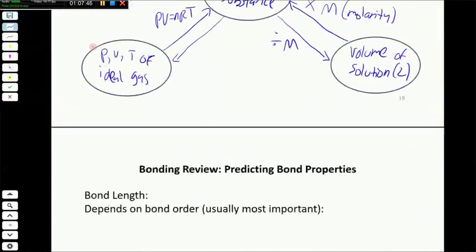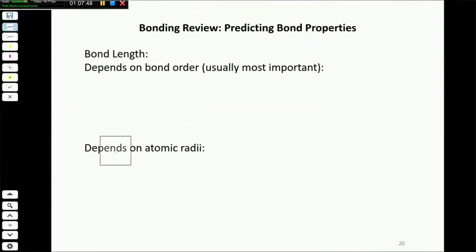All right. The last thing I want to review are just some properties of chemical bonds, specifically covalent bonds, and some of the different trends we have with respect to those properties.